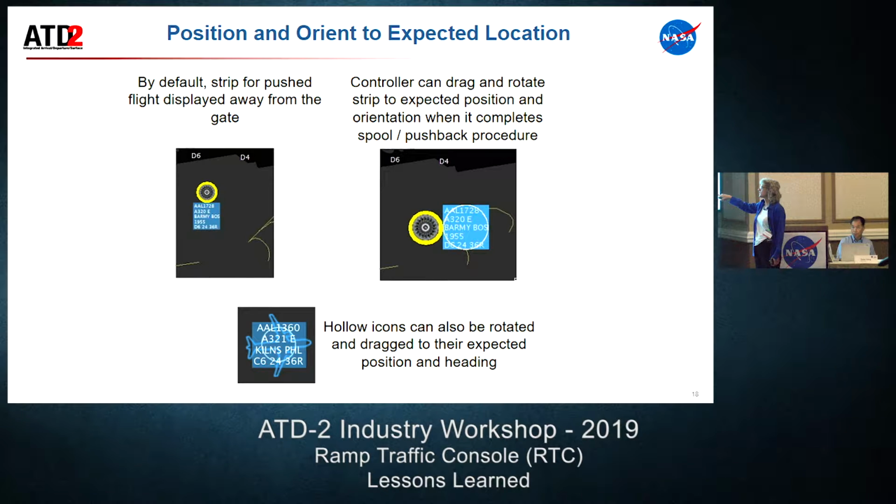And similarly, the hollow icons, which are the icons before a flight gets track data, the controllers are allowed to position that, rotate it, drag it to wherever they think the flight is going to be, so that improves their situational awareness.